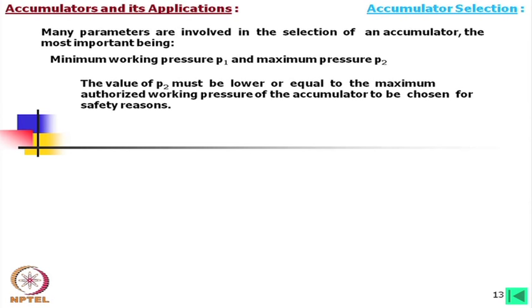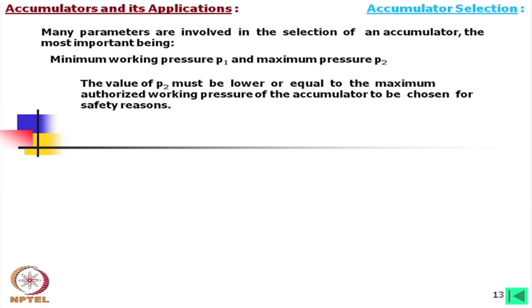Now, in an accumulator, whether it is with the bladder or simple gas and oil accumulation, first of all we have to look into the capacity of such an accumulator. If the accumulator can store, say, at 10 megapascal, then the maximum pressure of the system should be below 10 megapascal. We cannot regulate that. That means accumulator capacity is not regulated, it is always precharged. Okay.